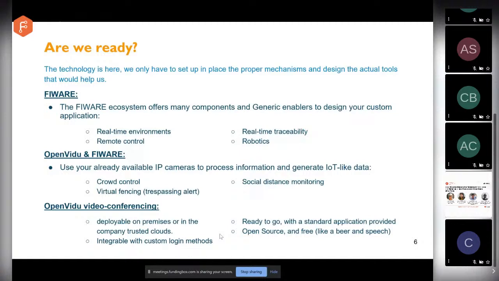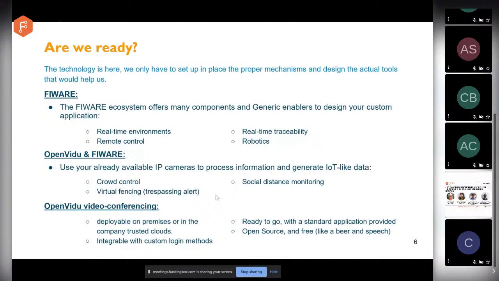In the specific case of OpenVideo, when you already have IP cameras available, you can use them and process their information to generate IoT data, so you can insert it in any FIWARE architecture. This can help you with crowd control just by setting the proper filtering to, for example, Kurento or OpenVideo. It will easily place this alarm or event into, for example, the Orion context broker, so you can have more information than you had before. Also, of course, you can monitor social distancing, and you can make some kind of virtual fencing with trespassing alerts.